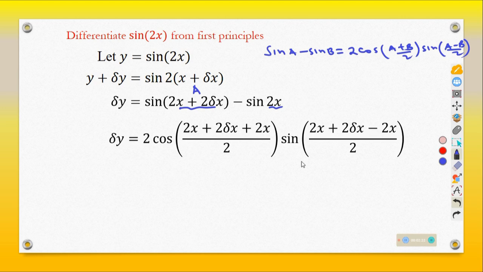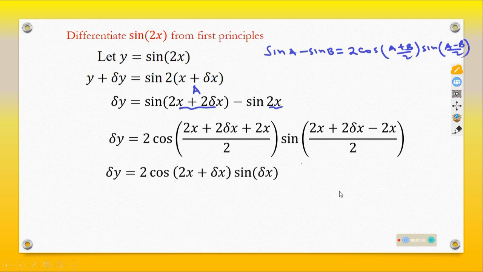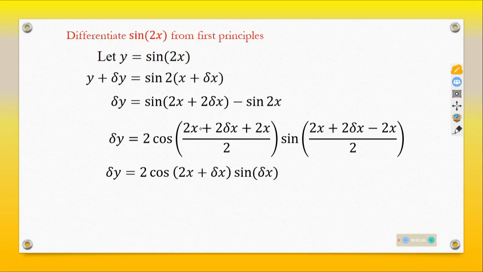So we shall have our next expression as delta y equal to 2 cos of (2x plus delta x) sine of delta x. That is after simplifying. On simplifying, 2x plus 2x, 4x divided by 2 shall give us 2x. Then 2 delta x divided by 2 shall give us delta x. So on simplification, we shall have that as delta y.